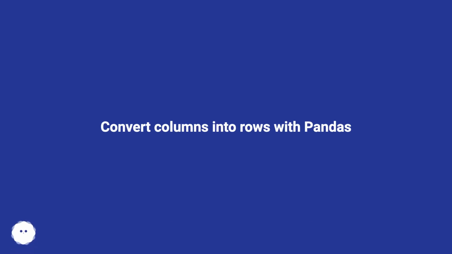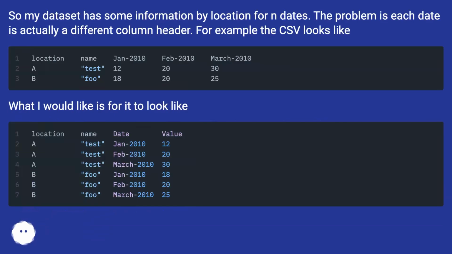Convert columns into rows with pandas. So my dataset has some information by location for n dates. The problem is each date is actually a different column header. For example, the CSV looks like. What I would like is for it to look like.